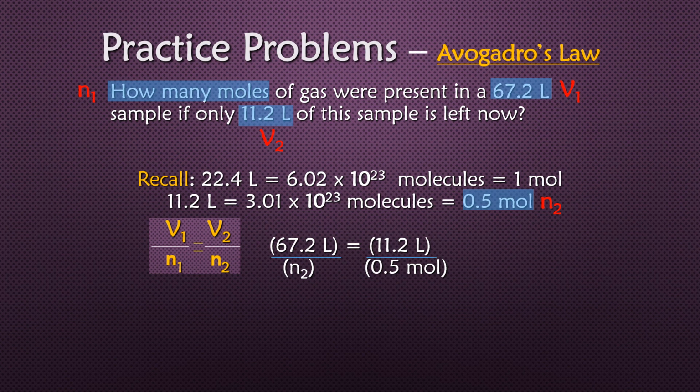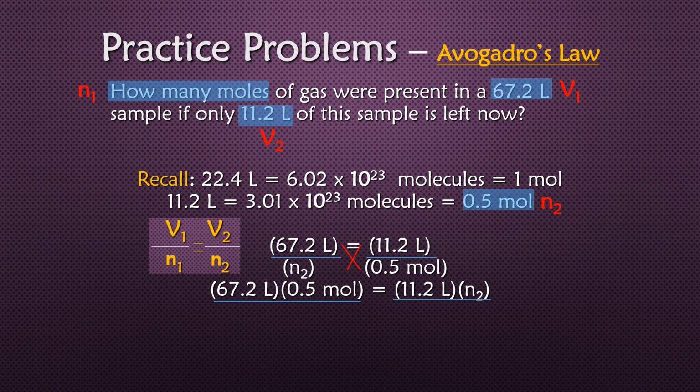And this is what that is going to look like. So we have to solve for n1. My apologies, that is supposed to be n1. When we solve for n1, we can just do the cross multiplication again. So 67.2 liters is going to multiply with 0.5 moles, and then 11.2 liters is going to multiply with n1.